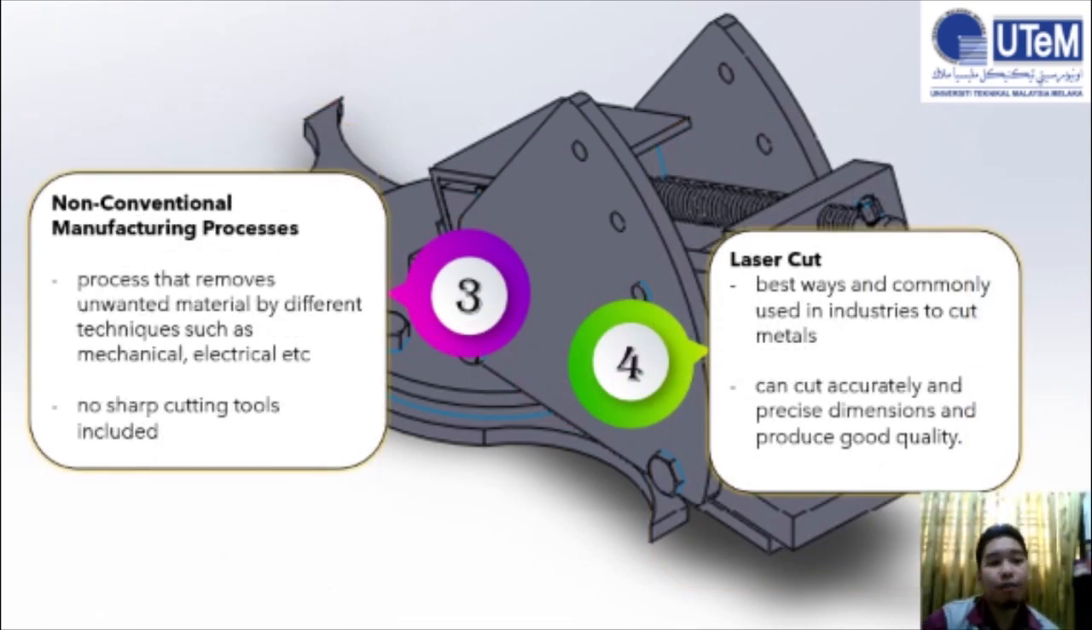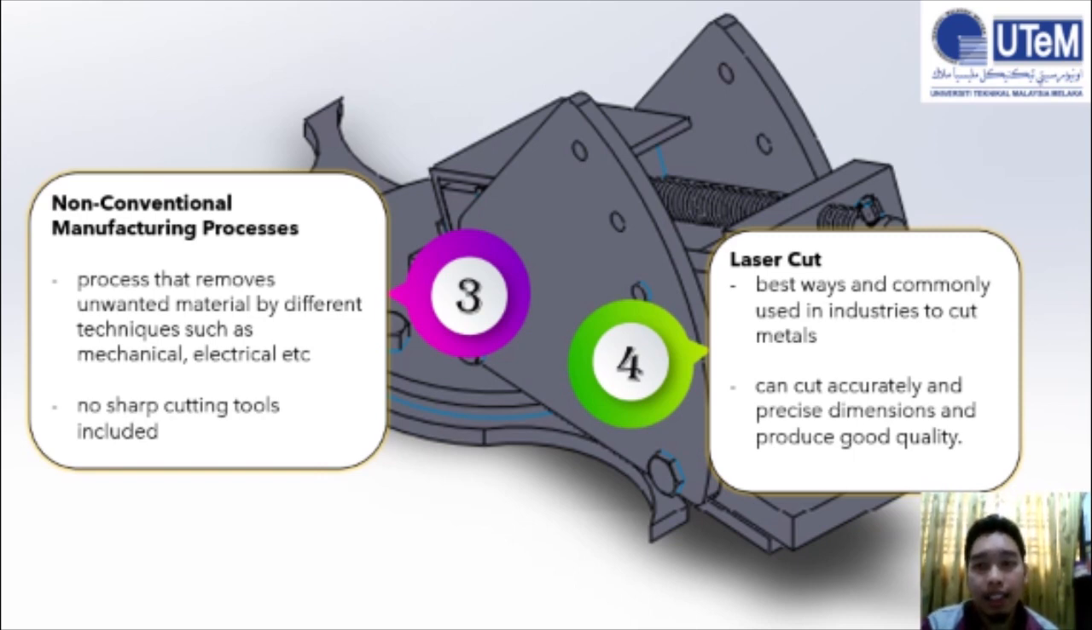Next, the non-conventional manufacturing process. It is also called the advanced manufacturing process. It is a variety of processes that remove unwanted material by different techniques such as mechanical, thermal, electrical, or chemical, or a combination of these energies. In the non-conventional manufacturing process, no sharp cutting tools are involved. It is able to cut extremely hard and brittle material. Non-traditional machining processes are employed where traditional machining processes are not feasible, satisfactory, and economical.